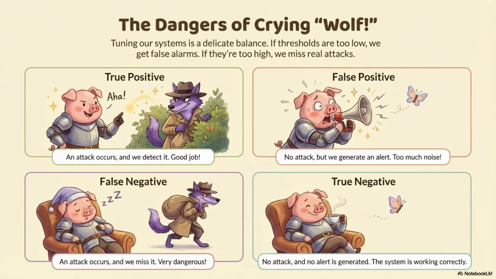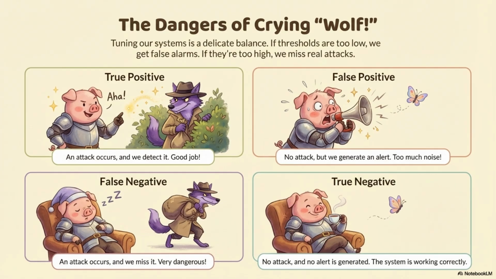Thresholds determine when alerts are generated across many security tools, not just IDS and IPS. If thresholds are too low, false positives occur, flagging benign activity as malicious. If thresholds are too high, false negatives occur, allowing real attacks to go undetected. These challenges apply broadly to intrusion systems, vulnerability scanners, endpoint detection platforms, and SIEM correlation rules.